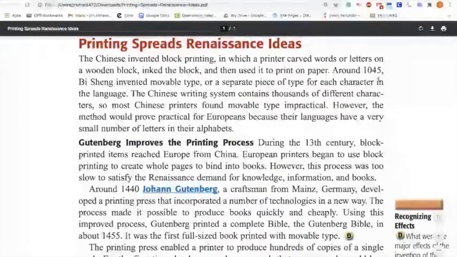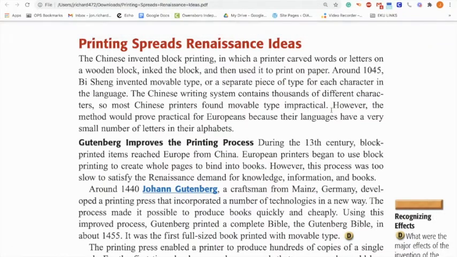Around 1045, Bi Sheng invented movable type, or a separate piece of type for each character in the language. The Chinese writing system contains thousands of different characters, so most Chinese printers found movable type impractical. So the Chinese invented block printing, and they invented that movable type that Johann Gutenberg would use later.